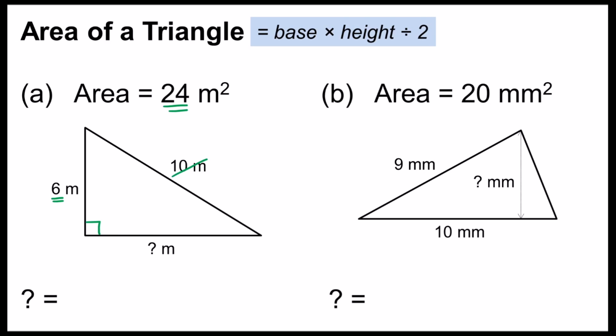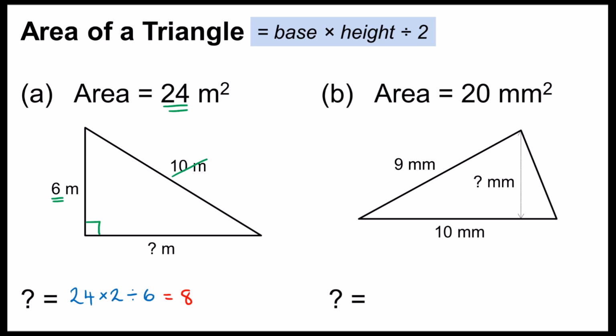So I need to start off with the area, which is 24, multiply this by 2 or double it, and then divide by the length that's given, which is the height of 6. I know that 24 times 2 is 48, and 48 divided by 6 is 8.